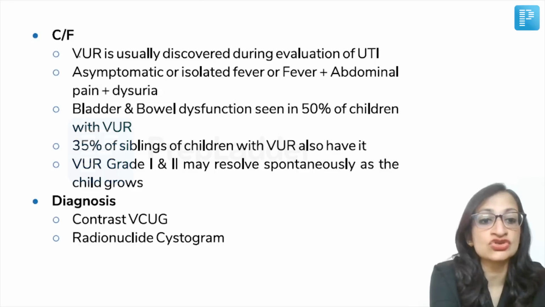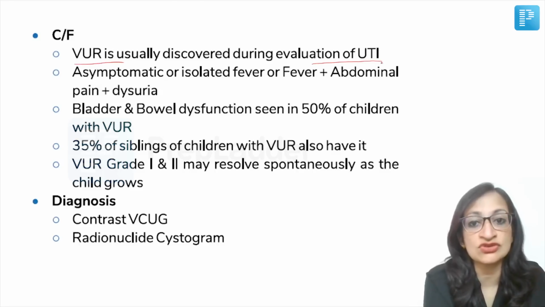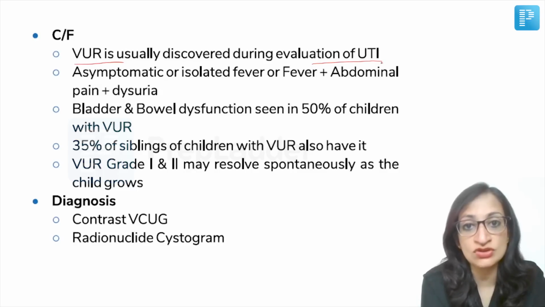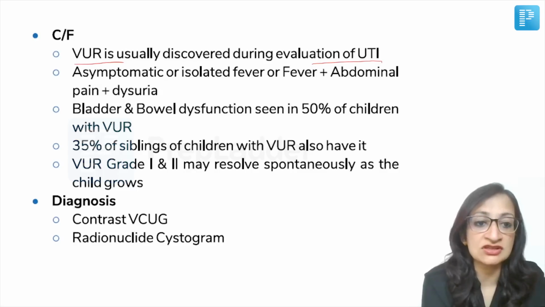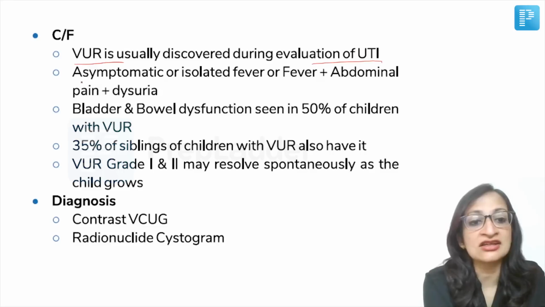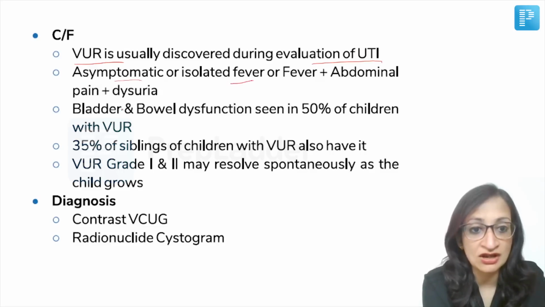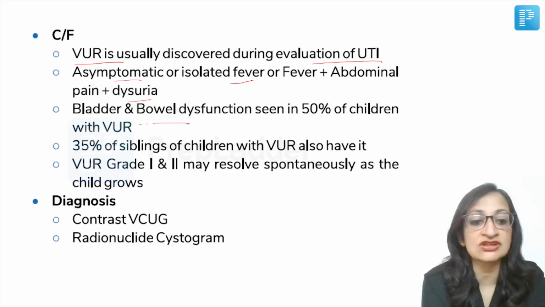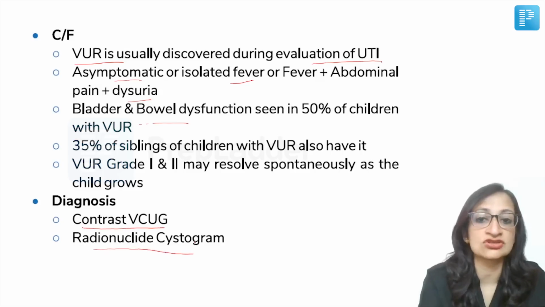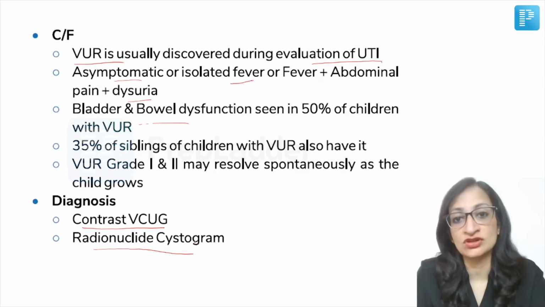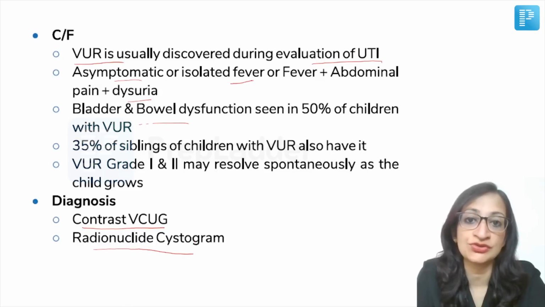So VUR is usually discovered during the evaluation of UTI. This again is a snapshot of the notes of the videos that we have discussed in prep. It can remain asymptomatic, or there can be isolated fever, or there can be features of recurrent UTI. Bladder bowel dysfunction can be associated, and you can see it on a contrast VCUG or a radionuclide cystogram. So here the MCU, the micturating cystourethrogram, is showing you the picture.